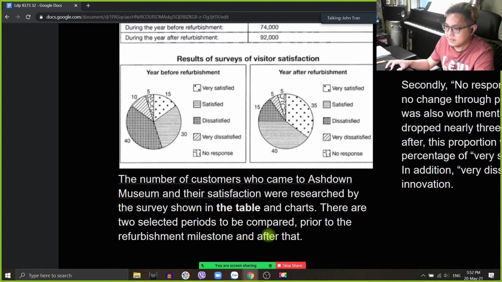There are two selected periods to be compared. Có hai cái chu kỳ mà được lựa chọn để mà được so sánh.